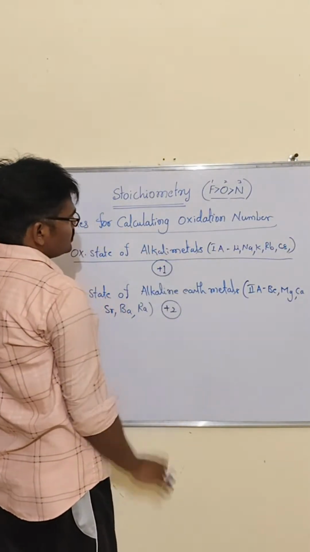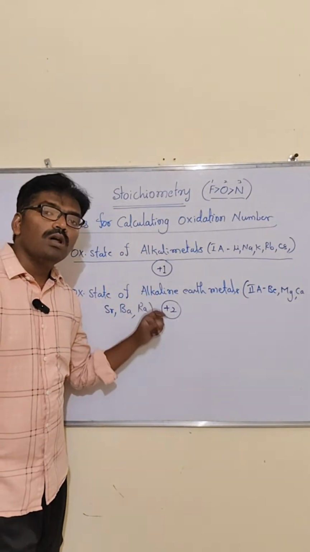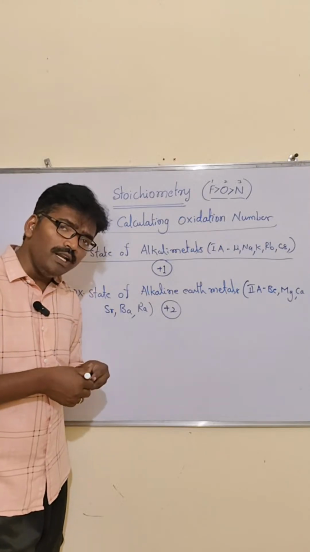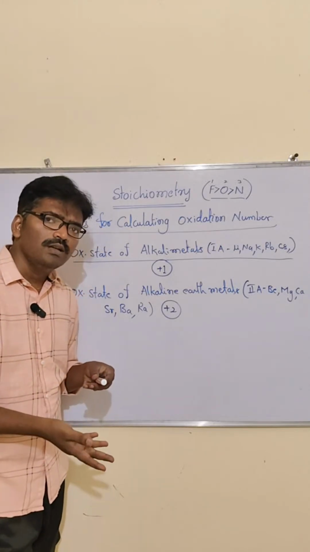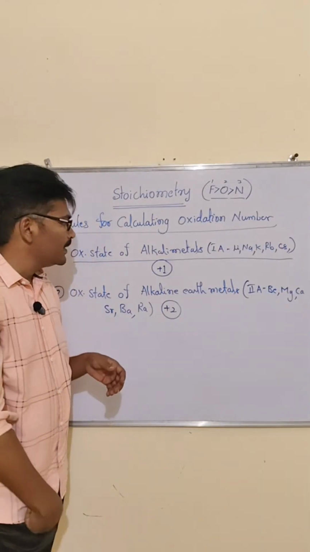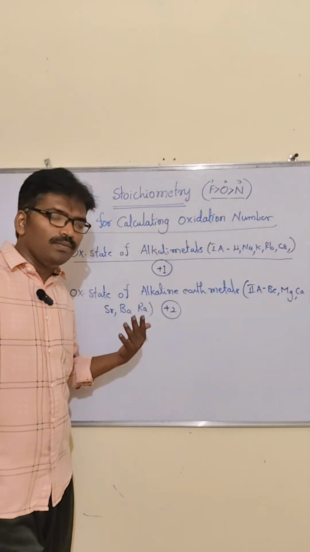So why? Because alkali metals and alkaline earth metals both are electropositive in nature. That means they are ready to lose their valence electrons, to get 8 electrons in their valence shell. So if they lose electrons, we call that electropositive nature.